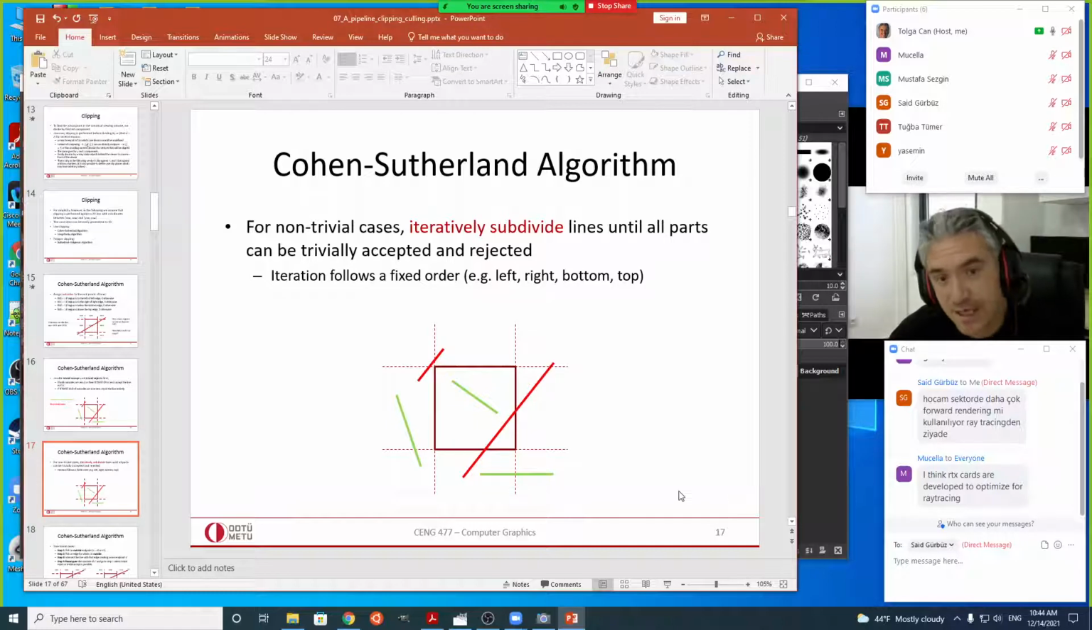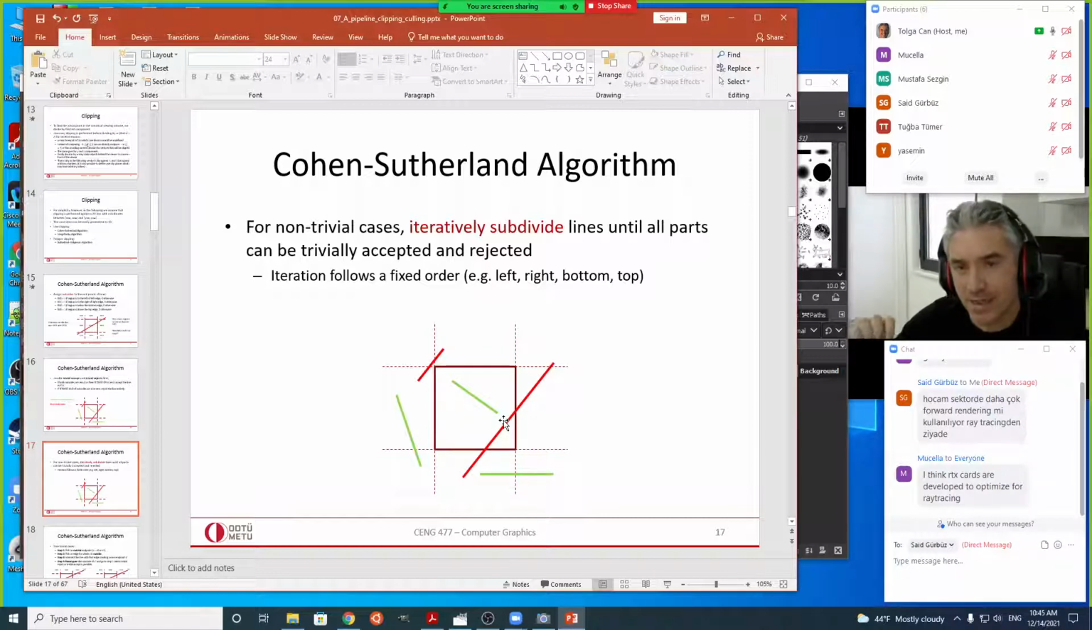For non-trivial cases, as I said, we iteratively subdivide the lines by clipping them against one boundary at a time. And the iteration follows a fixed order. We cannot do some intelligent clipping. If you see, for example, this, you would not start with the left one because the left one doesn't do anything. If you just clip against the bottom one and the right one, you will immediately come back to a trivial case where both of the endpoints are inside.